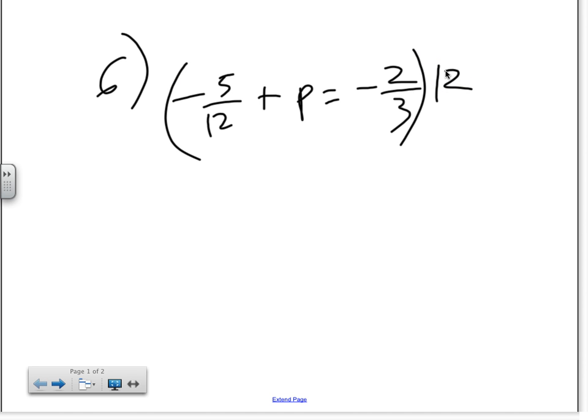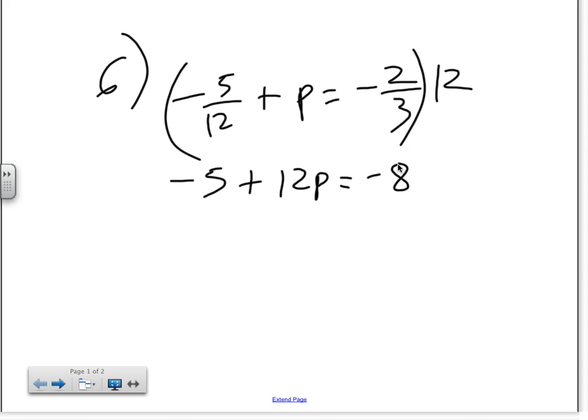And so if we start cross canceling, 12 with the 12 will give you a 1. 1 times -5? -5. And then 12 times p is just 12p, right? Yeah. And then 12 cross cancels with the 3 to give 4. 4 times -2? -8. Okay. Does it look simple now?